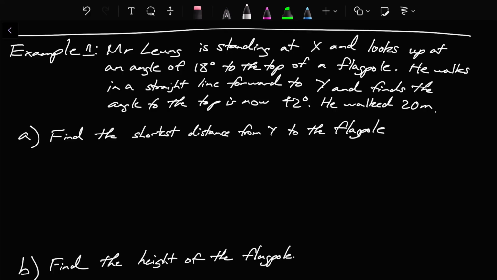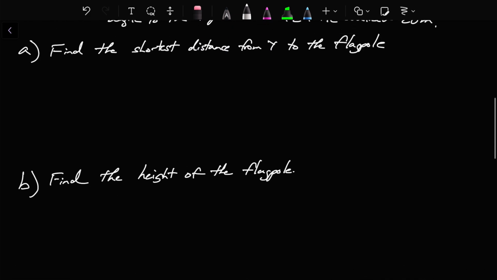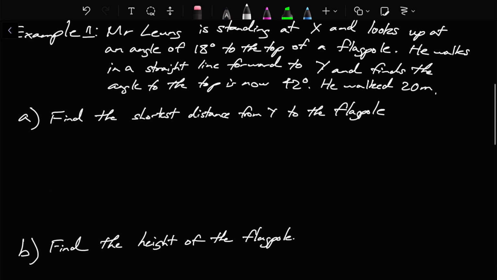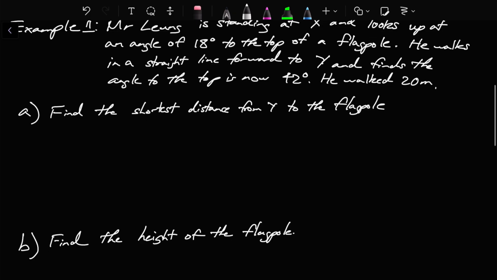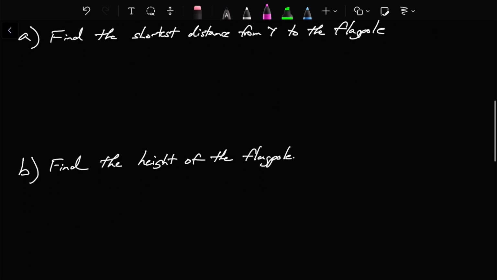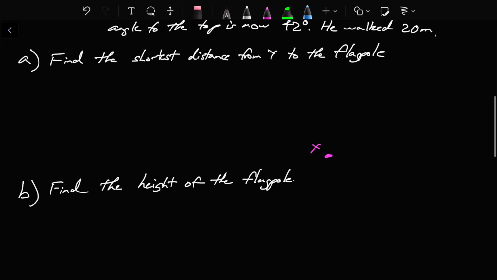Then we want to find the shortest distance from Y to the flagpole. Shortest just means straight line, so that's going to be like the side length of a triangle and the height of a flagpole. Okay, so always draw a picture. If you're not drawing a picture for a question like this, it's going to be very, very difficult. So let's draw our picture. We'll label this point here as X. Okay, let's draw in our flagpole. It's kind of like this.